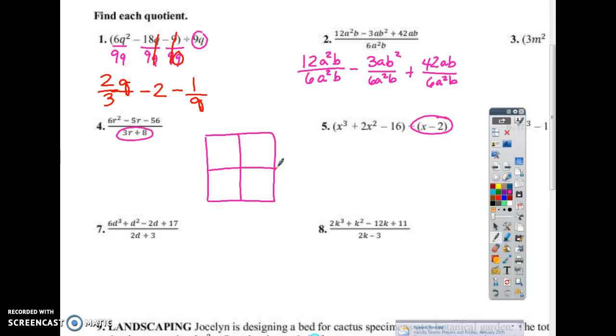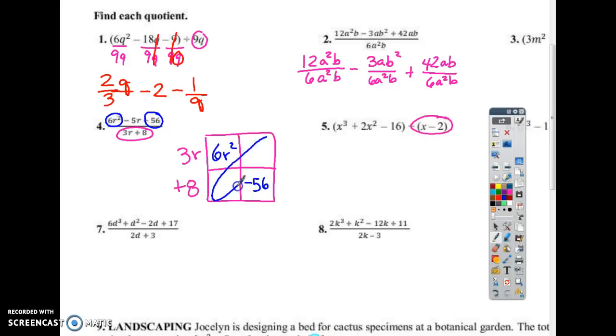2 by 2 box. So this goes on the outside of it. So 3r plus 8. Okay? Inside, you're going to put the first term of the trinomial, which is 6r squared, and you're going to put the last term of the trinomial, which is minus 56. This, you're not going to fill out because those two numbers, whatever they are going to end up adding to that negative 5r. Okay? So then we're going to just divide like normal.